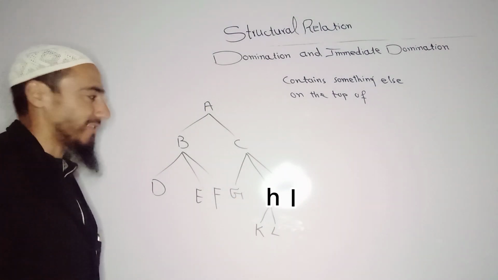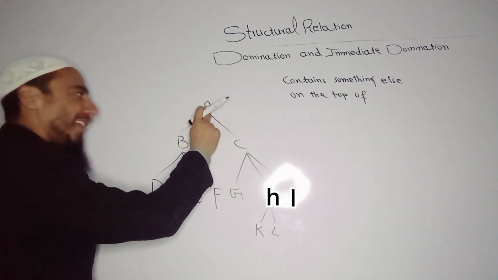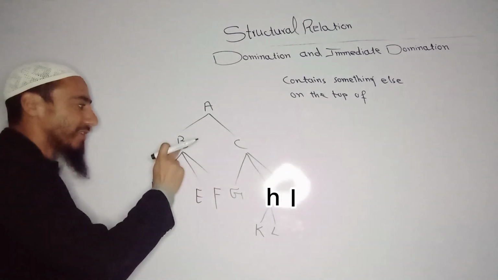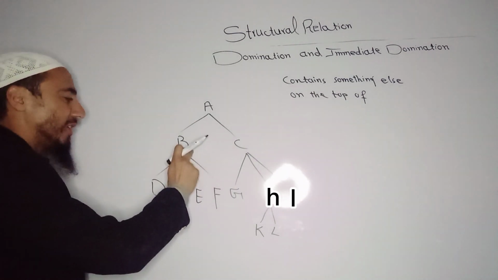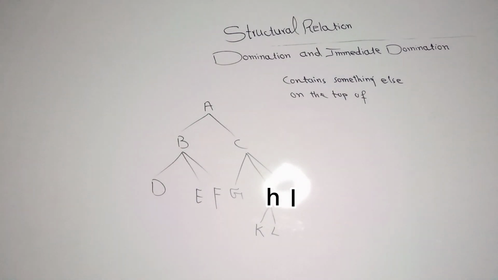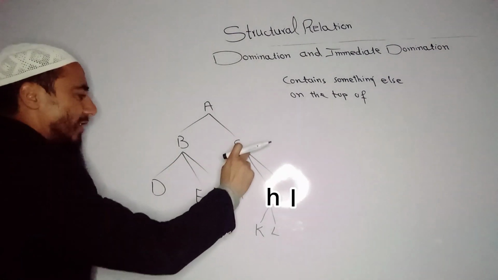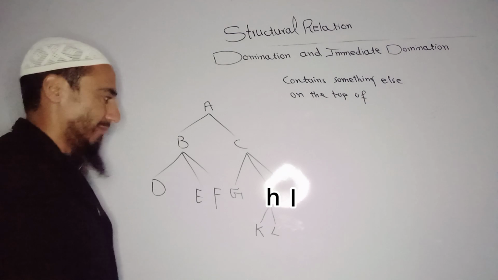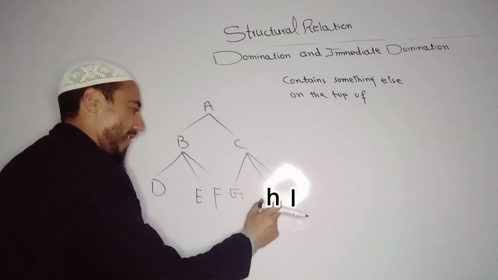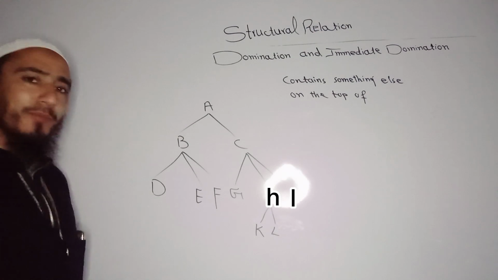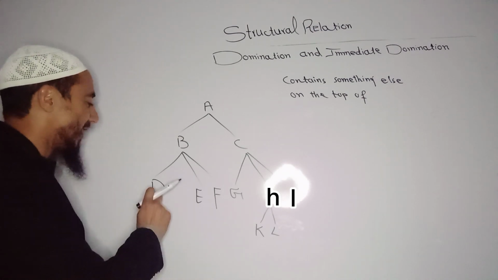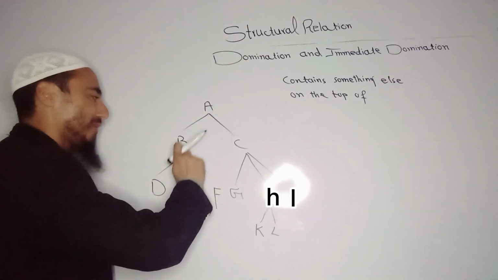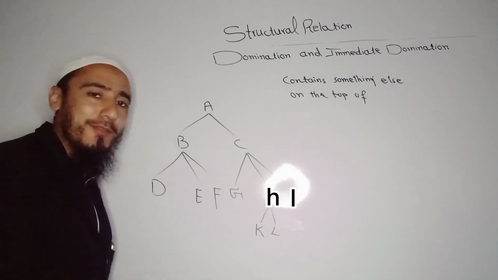nodes and strings. Now, see, A dominates B. Okay, A dominates C. Same is the case, B dominates D, and B dominates E and F as well. Okay, then C dominates G, C dominates H and I. And in addition to this, H dominates K and L. But remember that D does not dominate B, E does not dominate B, and F as well.